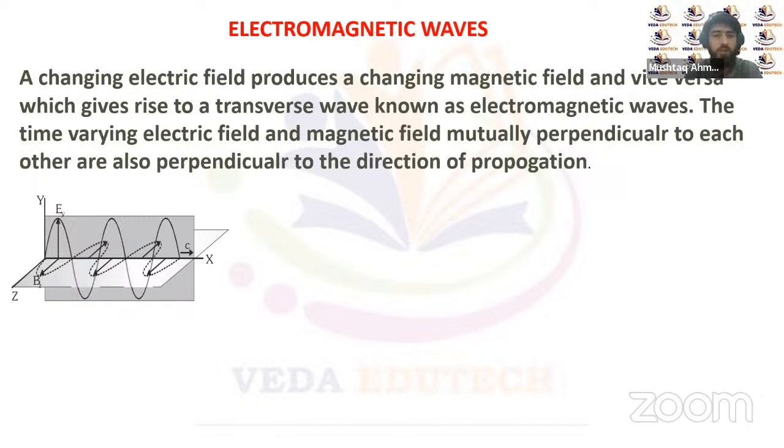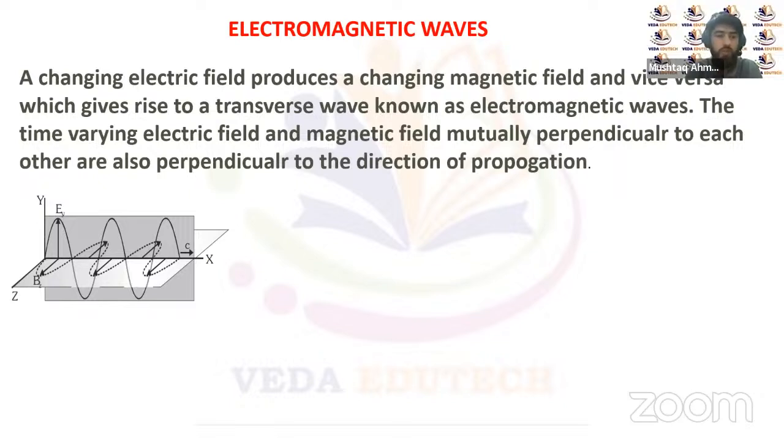Now the question is, what led to the concept of electromagnetic waves? The history is that whenever an electric field changes, the varying electric field always produces a changing magnetic field. And vice versa, if we change the magnetic field, then a changing electric field is also developed. This concept of a changing electric field producing a varying magnetic field, and a varying magnetic field producing a changing electric field, gives rise to the transverse wave which we call an electromagnetic wave.